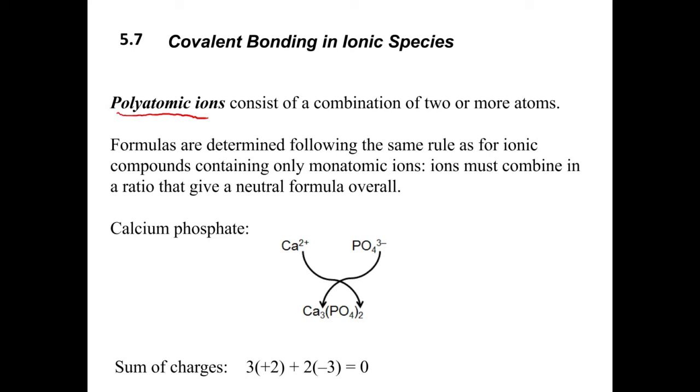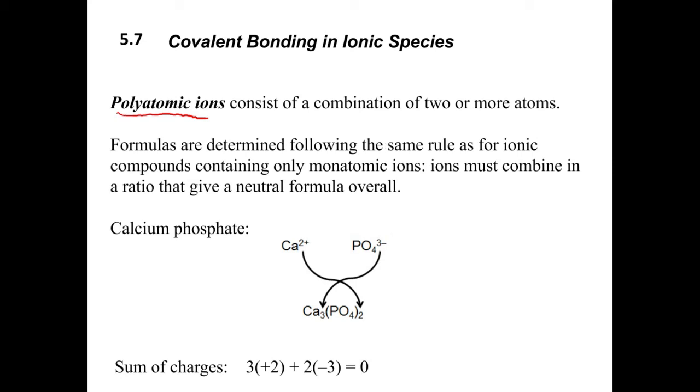So here a polyatomic ion would be something like phosphate. PO4, and notice it's charged 3 minus. That tells you that the whole thing, this whole PO4, has a charge of 3 minus. So that's what a polyatomic ion is.